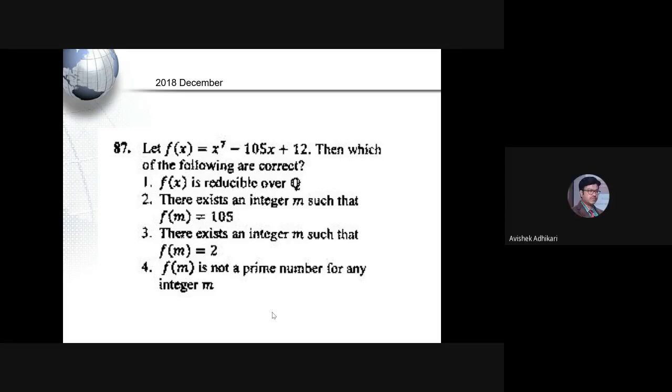Okay. Then what about 4? If 3 is not correct, then 4 has to be correct. I mean, how can 4 be correct? If m is not a prime number for any integer, then if it is false, then 4 must be correct, right? Yes, sir.